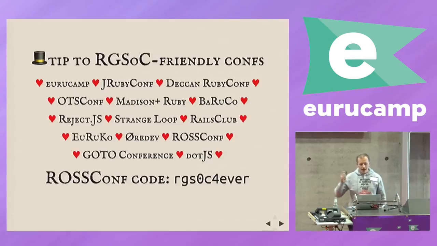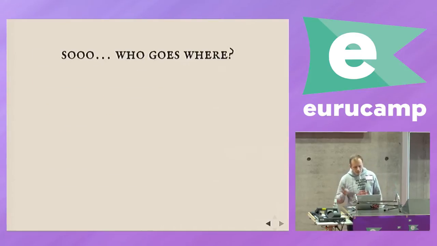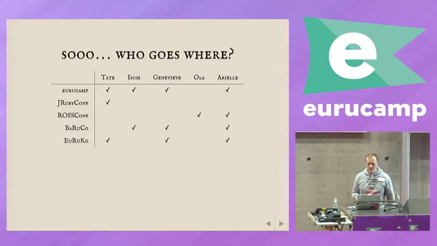So big hat tip to all the conferences that sent tickets for RGSOC. There is also a RubyConf code. We'll go back to this at the end of the talk. All of those conferences send out tickets for RGSOC participants. So who goes where?